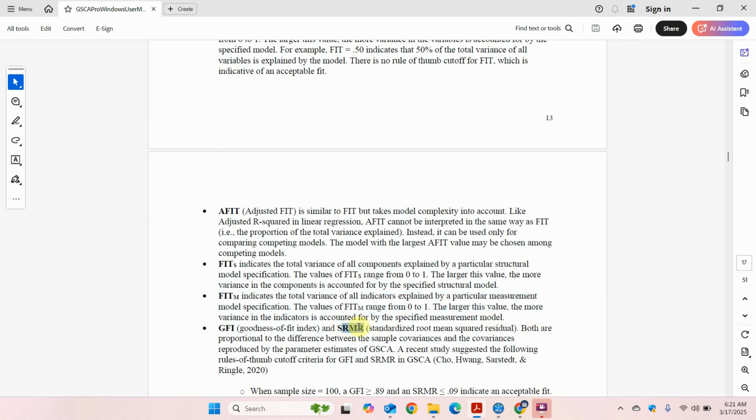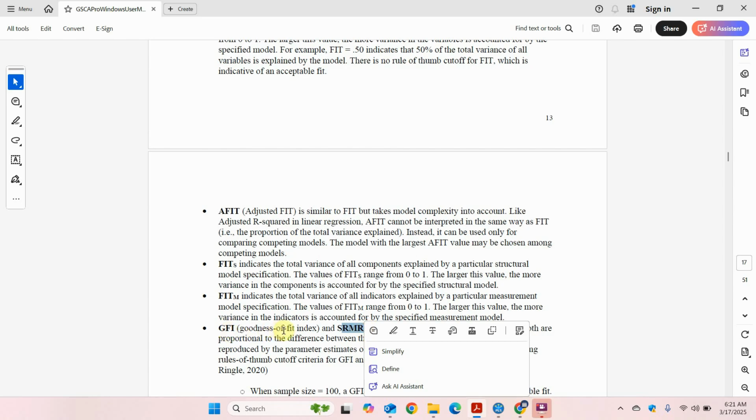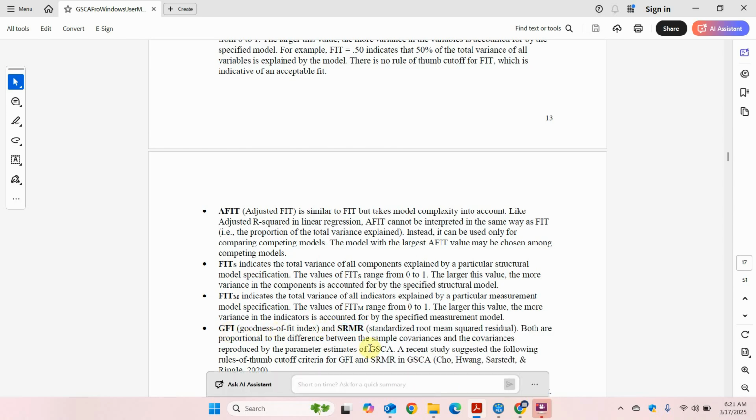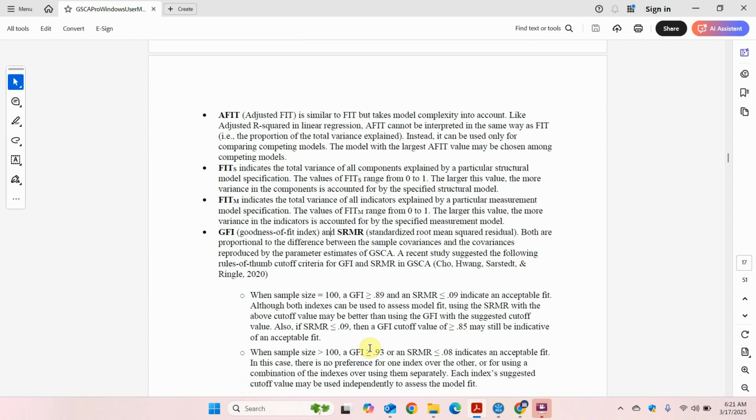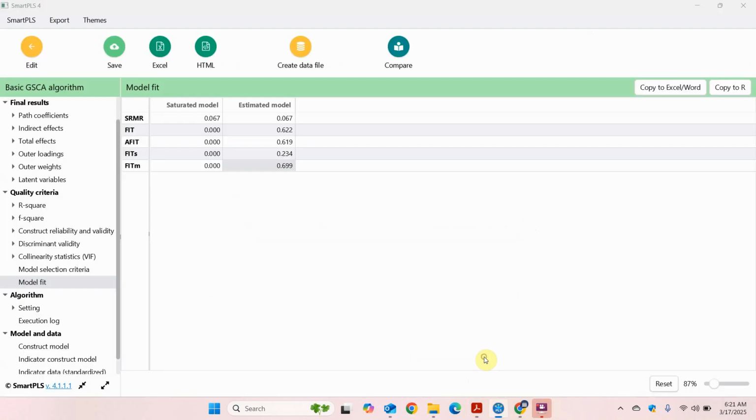And finally, SRMR. We don't have GFI yet, but SRMR, the normal rule of thumb is less than 0.08, and if you look here, it is less than 0.08. So in this case, overall, we can say that this model is a good fit.